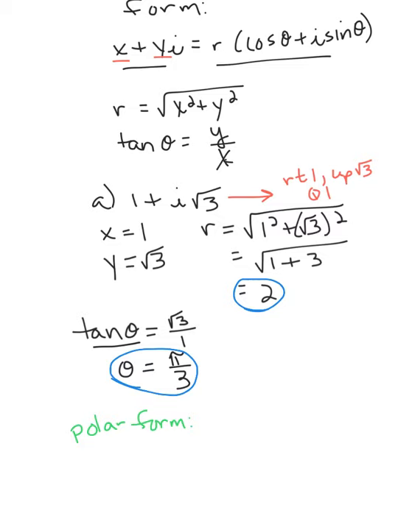Polar form always starts with the r. Our r is 2. Then you open the parentheses. It always has cosine first of the angle that you figured out. We figured our angle to be pi over 3, plus i times sine of the angle that we figured, pi over 3. Or if you want to, you can write 2 cis pi over 3.